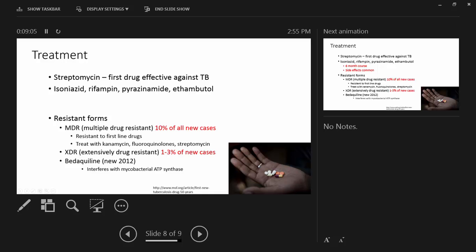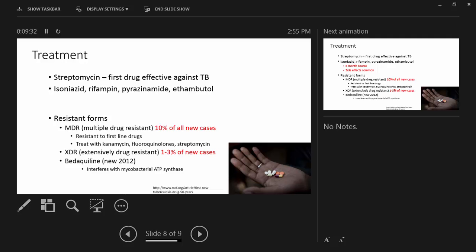So we've talked about some of these drugs. These are typically the 4 drugs that would be given if a patient has garden variety non-resistant TB. Isoniazid is a mycolic acid inhibitor. We talked about that one before. Rifampin, that's the one that turns your pee orange. That one is an RNA polymerase inhibitor. Pyrazinamide, we don't know the exact mechanism of pyrazinamide.